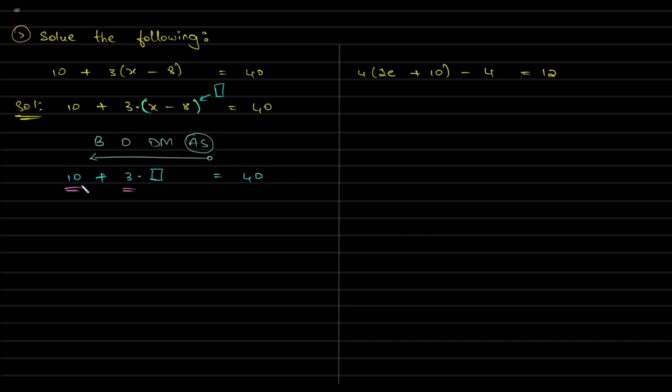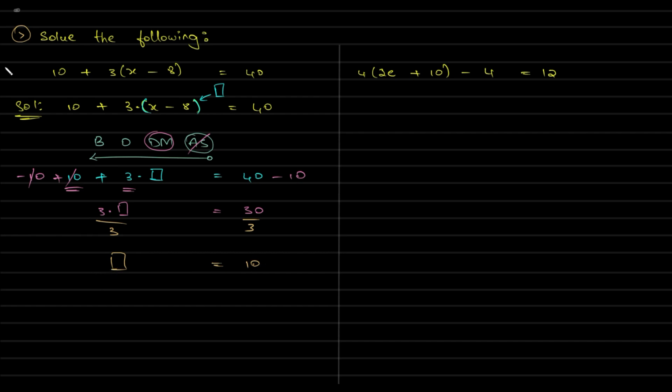So we're talking about addition and subtraction first. What do you add and subtract? I need to eliminate 10, so I'm going to eliminate it by subtracting 10. So we have 3 into box is equal to 30. So we added and subtracted. Next we have division and multiplication. What do you divide and multiply? I need to eliminate 3, so I'll divide by 3. So we have the box remaining, and the box is equal to 10.